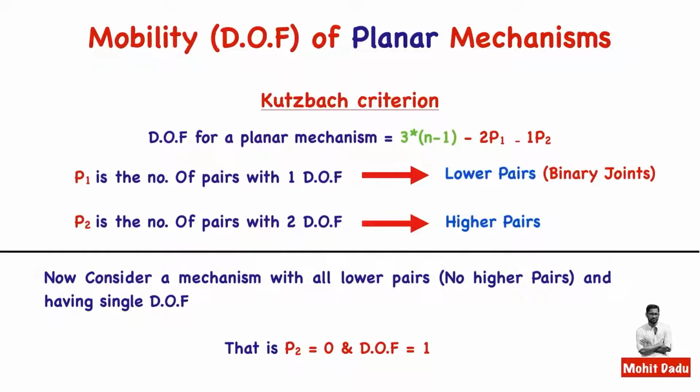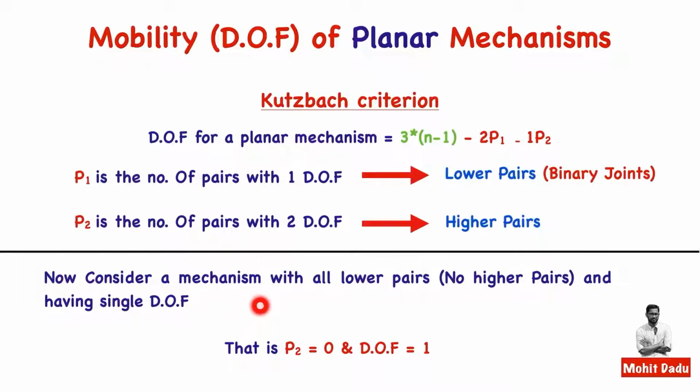So previously we have discussed the Kutzbach criteria to find the degrees of freedom of a mechanism. According to it, the degree of freedom of a planar mechanism is given by 3(n - 1) - 2P1 - P2, where P1 is the number of pairs with 1 degree of freedom, or lower pairs, which represent the binary joints, and P2 is the number of pairs with 2 degrees of freedom, which are known as higher pairs.